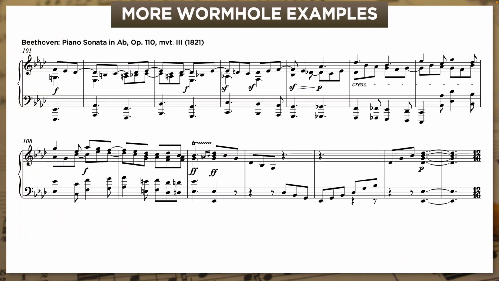First up is Beethoven's second to last piano sonata, Opus 110. On screen is the climax of a long fugal episode in the tonic key of A-flat major. And the fugue subject itself is in almost every bar. We've got it here in its original form.